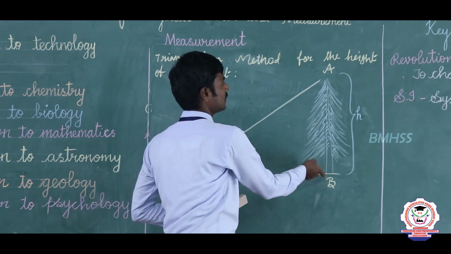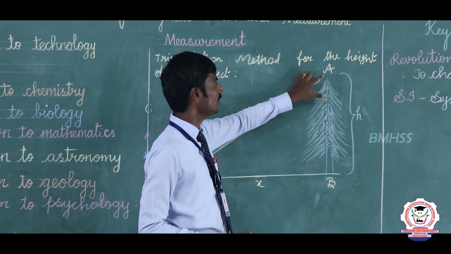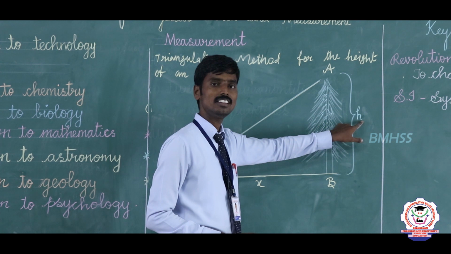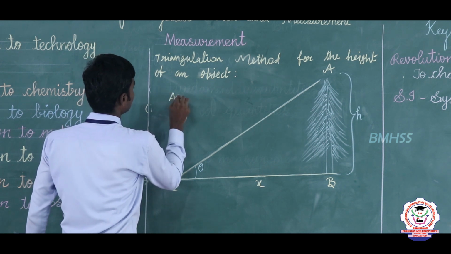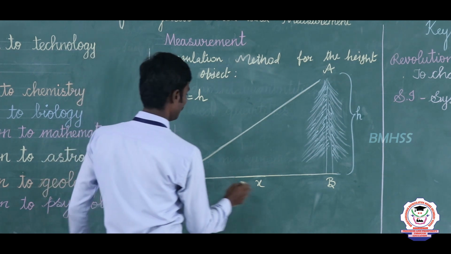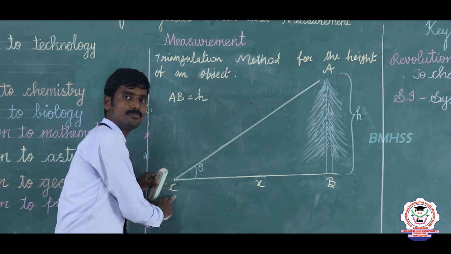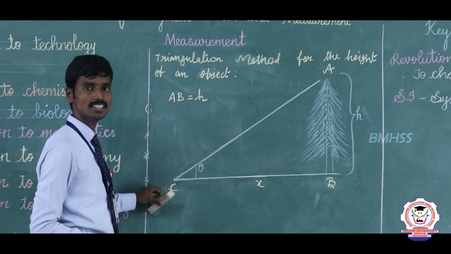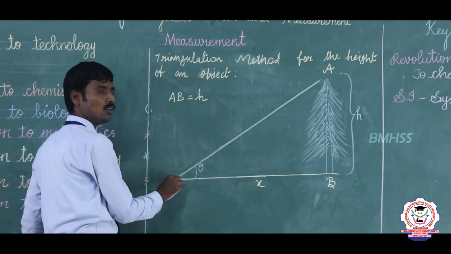See, the triangulation method for the height of an object. Let us consider one tree, to find its height using the triangulation method. In this tree, height AB equals h. This is the height of the tree. This value only I am going to find out here. AB equals the height of the tree. The next one: here the point C is nothing but the point of observation, at a distance x from B. Here BC equals x, the horizontal distance, a known value.